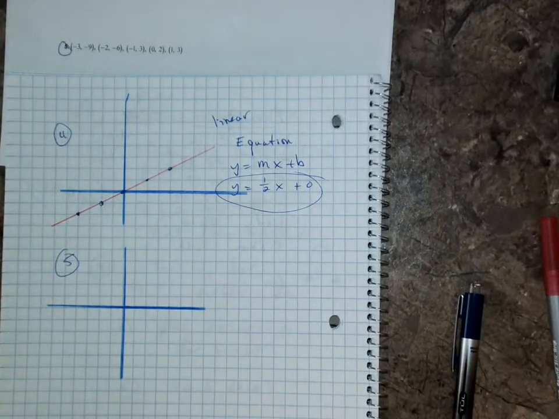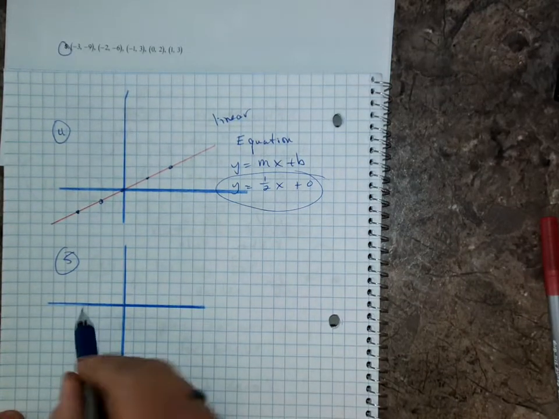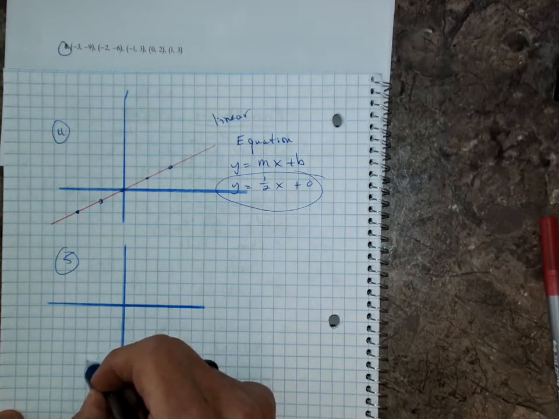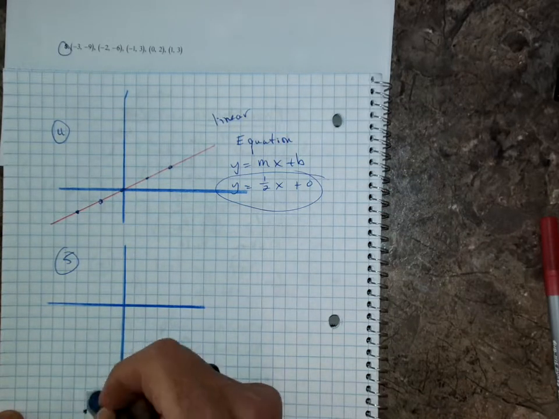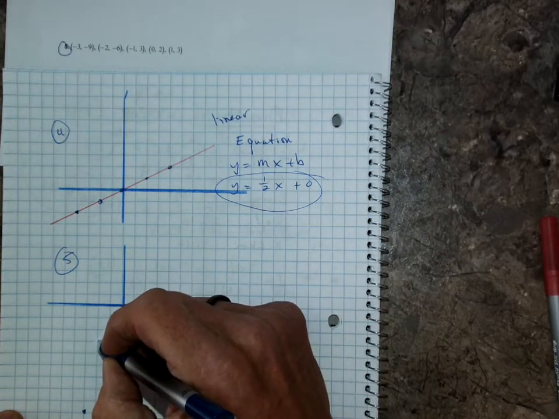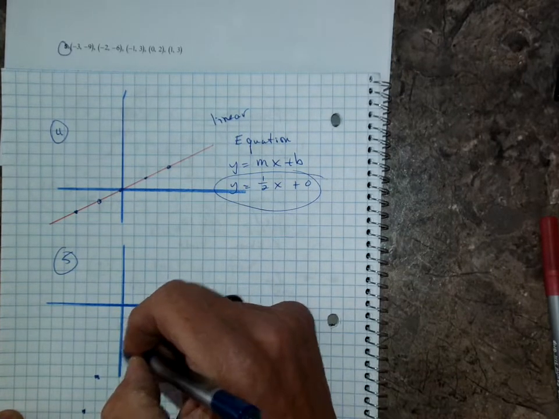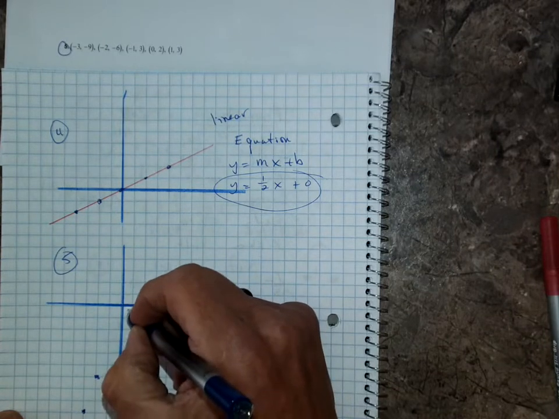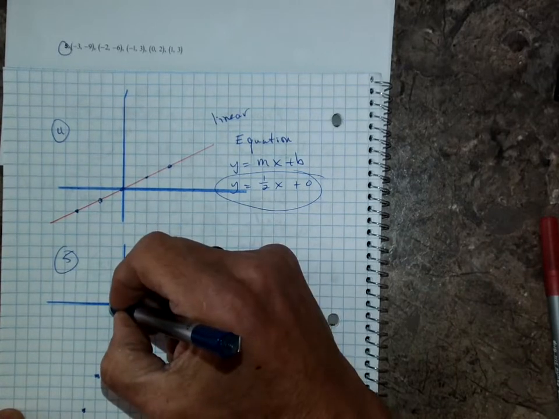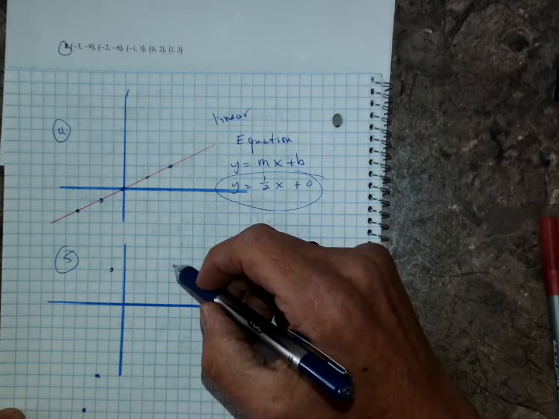On number 5, I'm going to have a point at negative 3, negative 9. Negative 2, negative 6. Negative 1, 3. Really, negative 1, 3. I'm going to jump all the way up to there. Negative 1, 3. Wow. 0, 2.